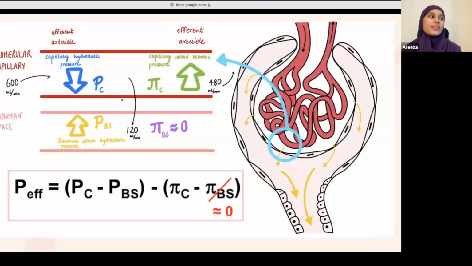You would have the formula. The effective pressure is basically the difference between hydrostatic pressures, and then the difference between the colloid osmotic pressures. But do you guys know why the colloid osmotic pressure in the Bowman space is 0?